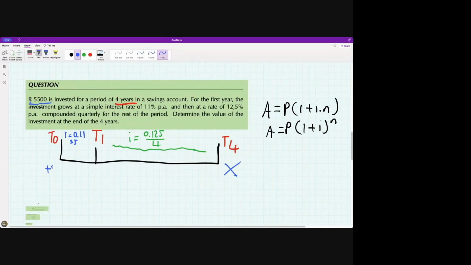So we have plus 5,500, and that has to grow to there. But then something else has to happen. I have to grow from there all the way to there. What numbers are you going to get for me? Give it a go. And the question is, determine the value of the investment at the end of 4 years.